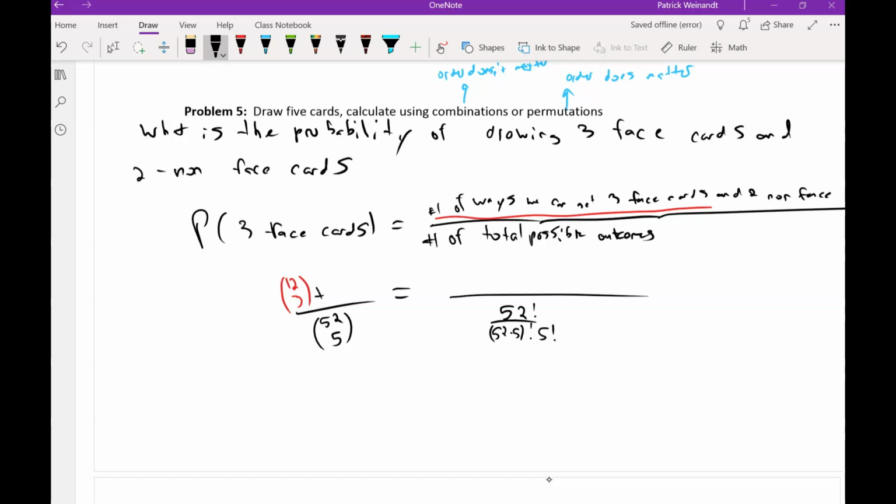What is the probability we get 2 non-face cards? And this is where we have to get creative. How many non-face cards are there? Well, if there's 12 face cards in a 52 card deck, how many non-face cards are there? Well, that should be 52 minus 12. That would be 40, right? There should be 40 cards to choose from. We want just 2 of them. Again, order doesn't matter. We're going to do 40 choose 2.